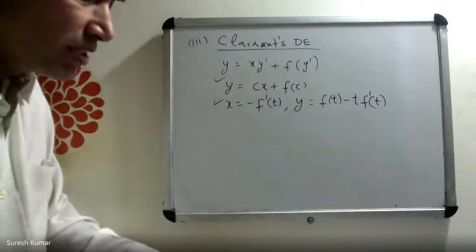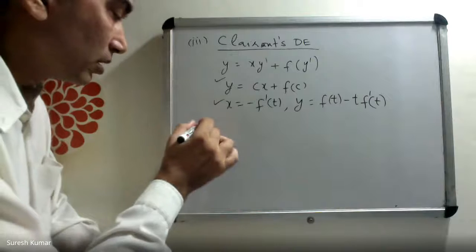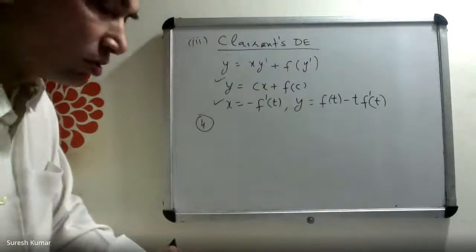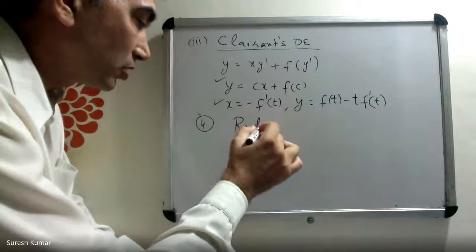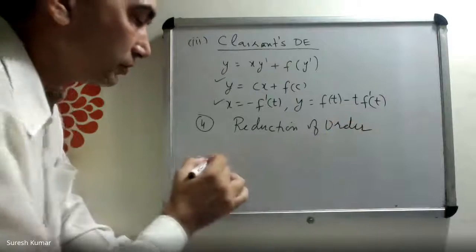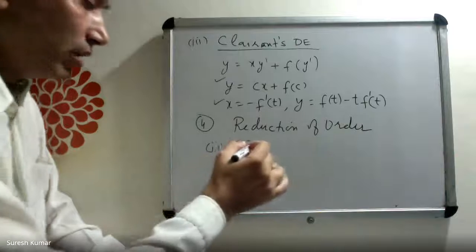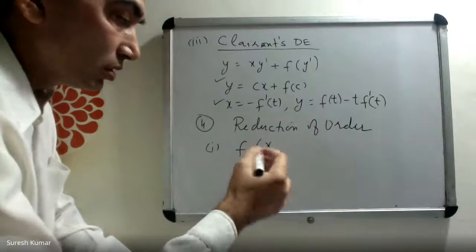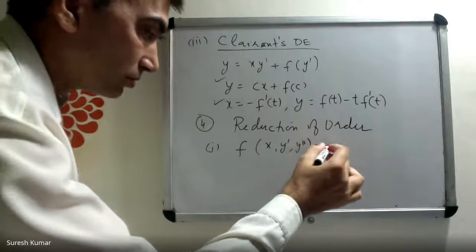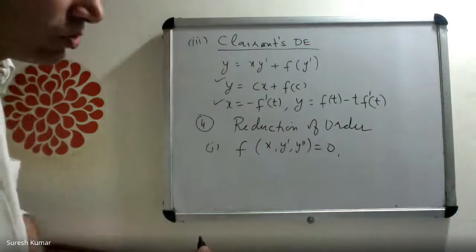Okay, next point is reduction of order. It means we can deal with some second order differential equations also by converting them to first order. Reduction of order. I told you two cases. One, when y is absent, the dependent variable y is absent from the second order differential equation. How to solve it? By converting it to first order.